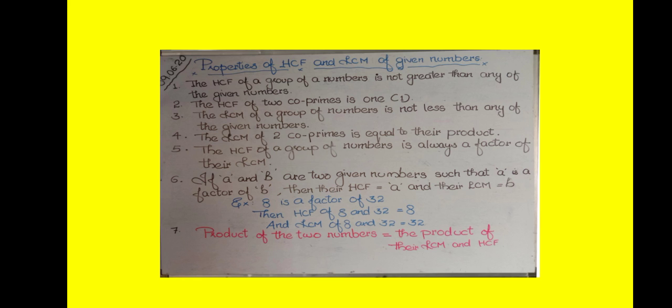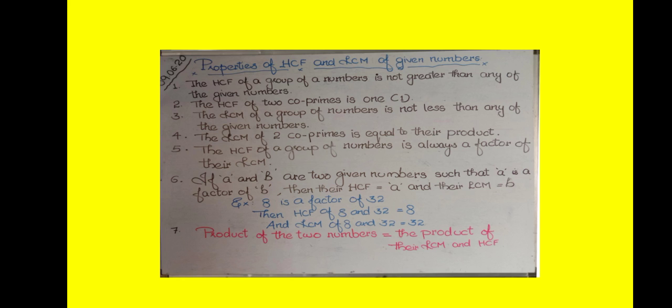The sixth one will be: if A and B are two given numbers such that A is a factor of B, then their HCF is equal to A and their LCM is equal to B. For example, 8 is a factor of 32, then the HCF of 8 and 32 will be 8. The LCM of 8 and 32 will be 32.